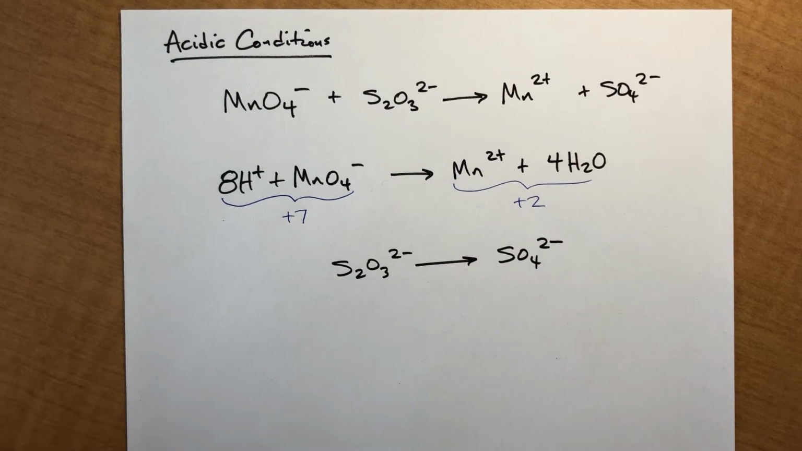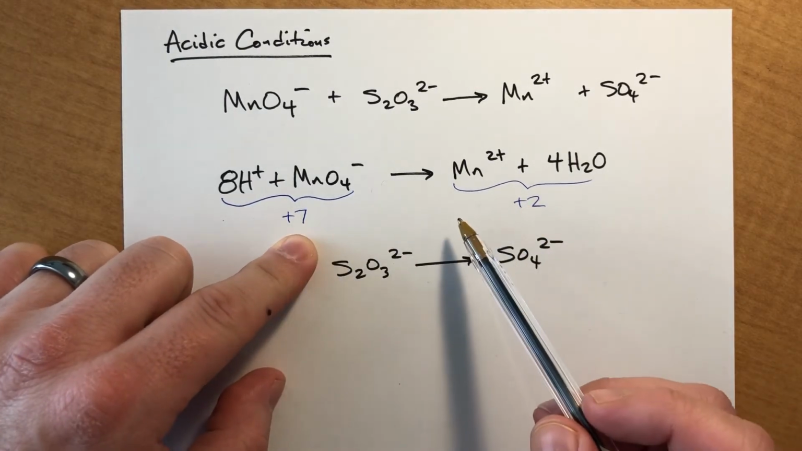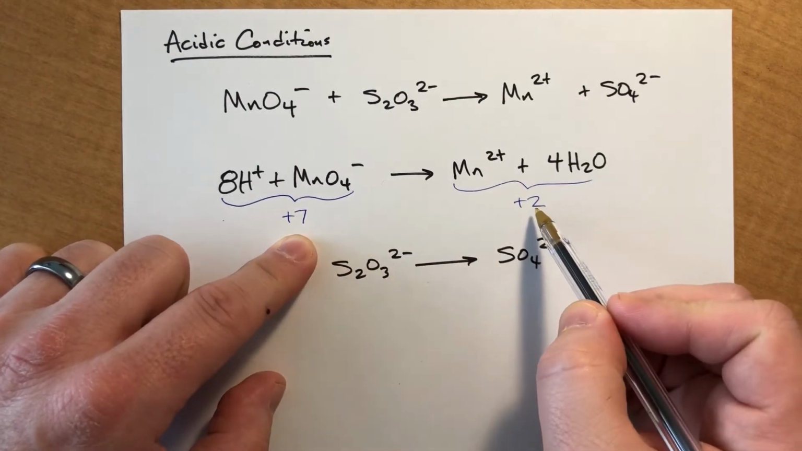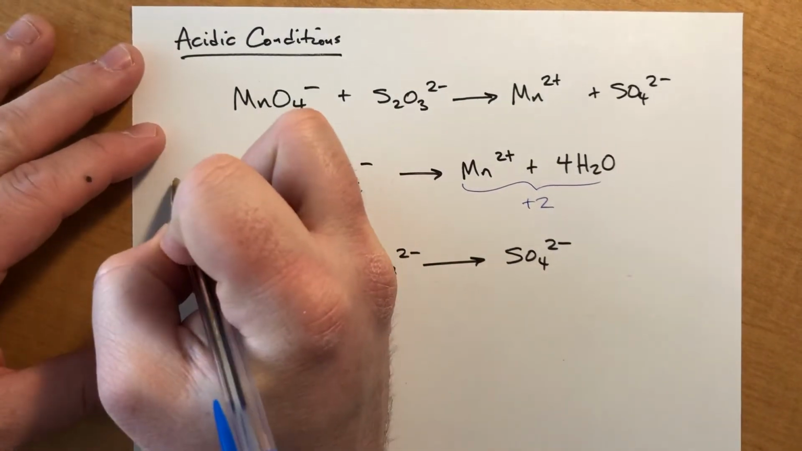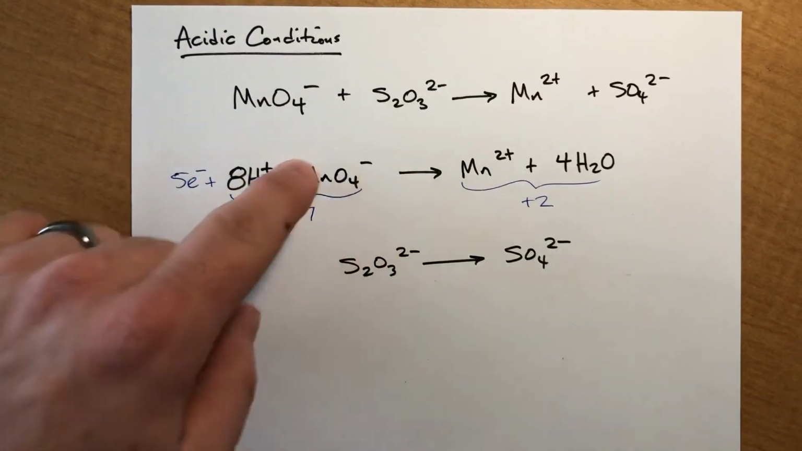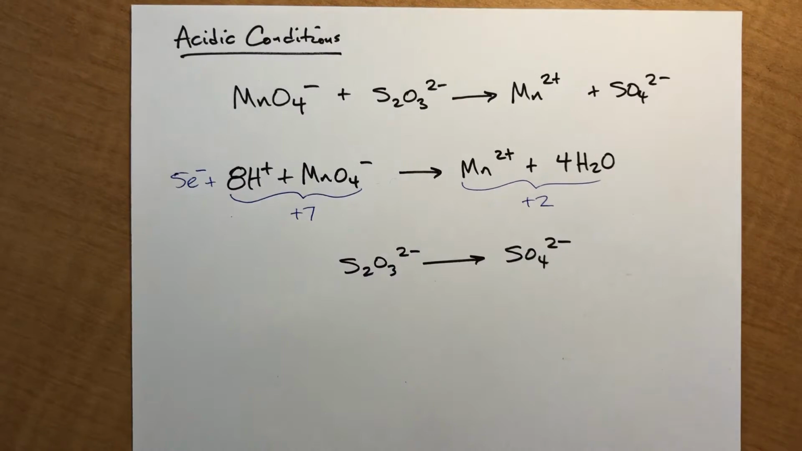Electrons have a -1 charge, so whichever side is more positive, you're going to add electrons until both sides are the same. Since this is +7 and this is +2, the difference is 5, we're going to add 5 electrons to this side. That will bring this whole side down to a +2, which means this will be the same.